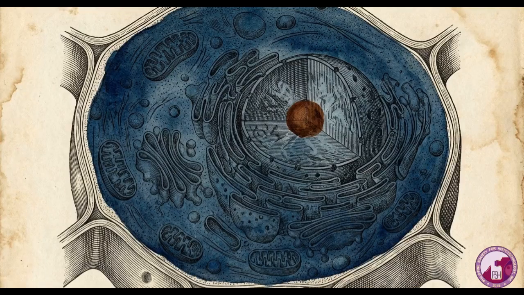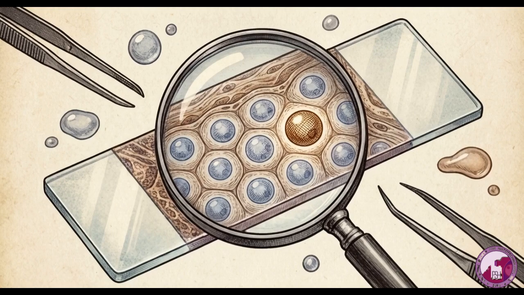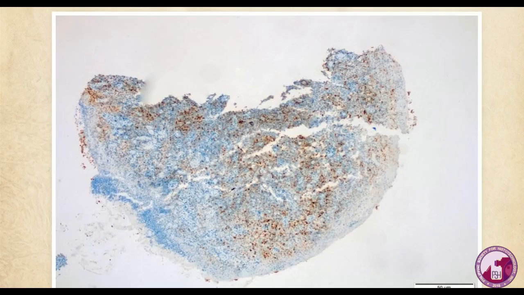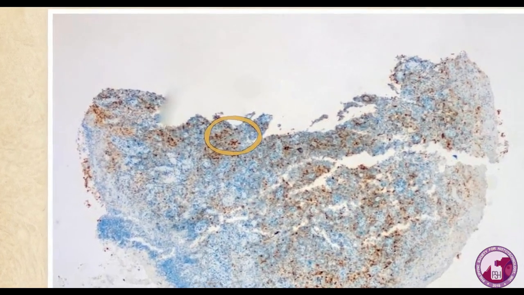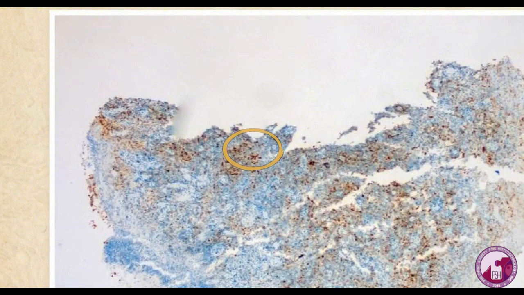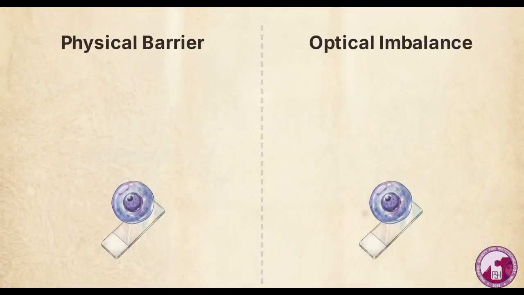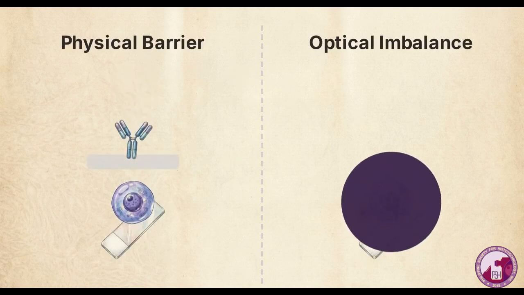A secondary form of the false negative is signal masking, where the signal actually exists but is visually overpowered. A normal expected result should show diffuse positive staining that stands out clearly, but here an overly aggressive hematoxylin counterstain is too dark. It artificially suppresses and masks the weak positive signals within the nuclei. A missing signal rarely means a defective antibody. Almost always, a physical barrier blocked the chemistry, or an optical imbalance hid the result.